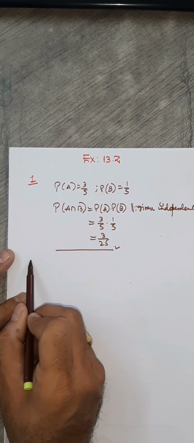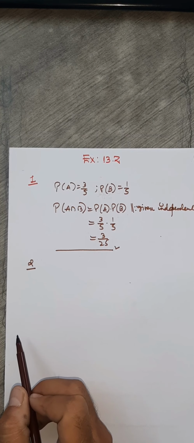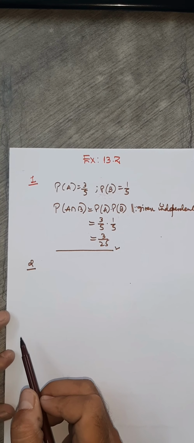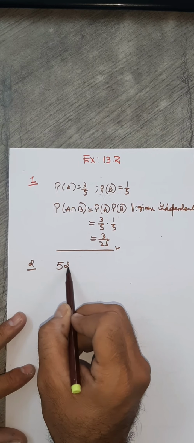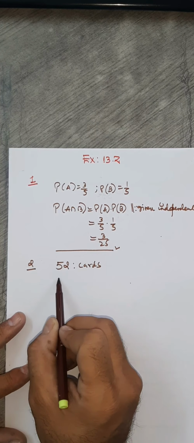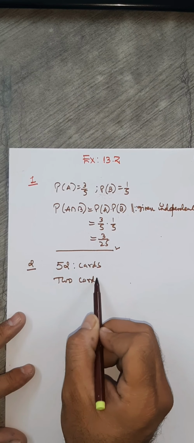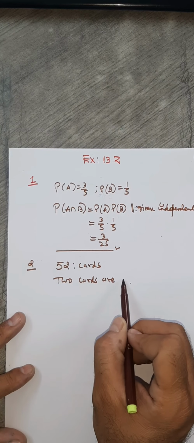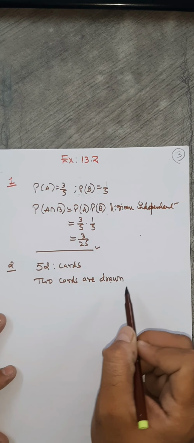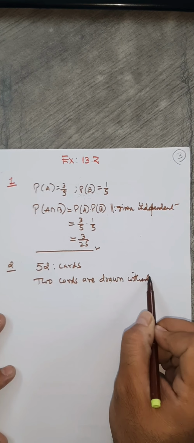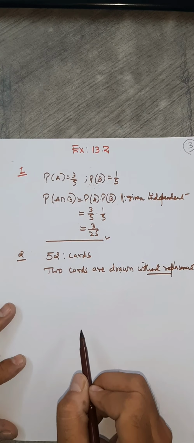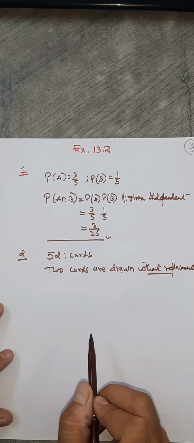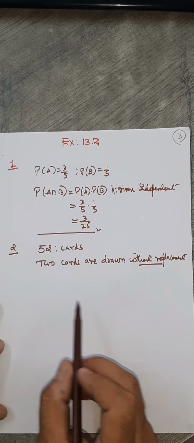Required probability. Question number 2, second one. Two cards are drawn at random without replacement. Now you know the meaning of the words without replacement. So we have 52 cards here. Two cards are drawn without replacement. That means the selected card is not placed back in the box. Find the probability that both are of black color.